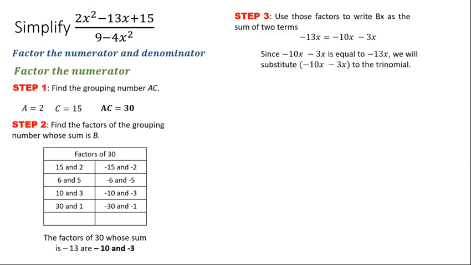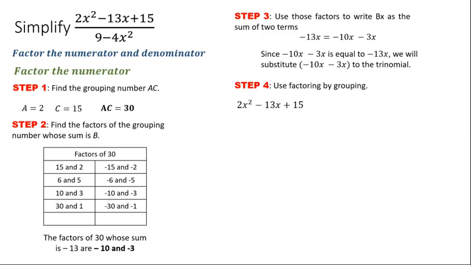Now, since -10x minus 3x is equal to -13x, we will now substitute -10x minus 3x to our trinomial. So, tatanggalin natin si -13x and then ang ipapalit natin sa kanya ay yung dalawang factor na kung saan i-express natin yun siya as the sum of two terms.